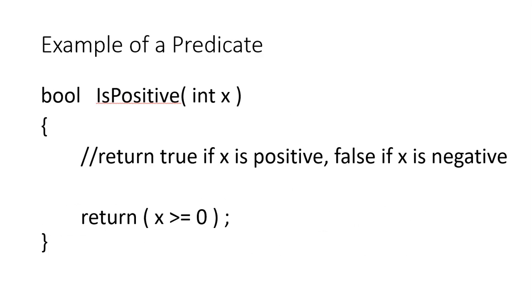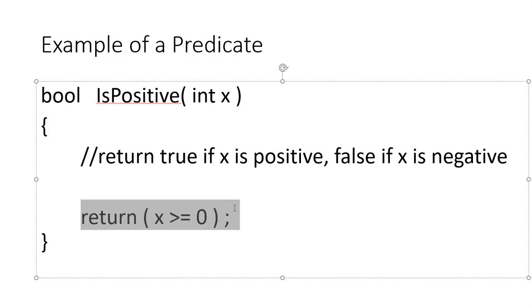This is very easy to do. You could probably do this with your eyes closed. Here's a function called isPositive, and it takes an integer called x. If x is greater than or equal to 0, we'll return true, and otherwise, if it's less than 0, we'll return false. So that's what this single line of code here does.